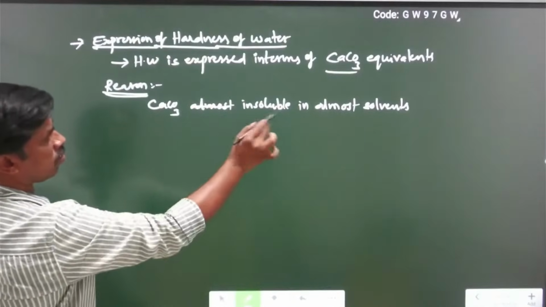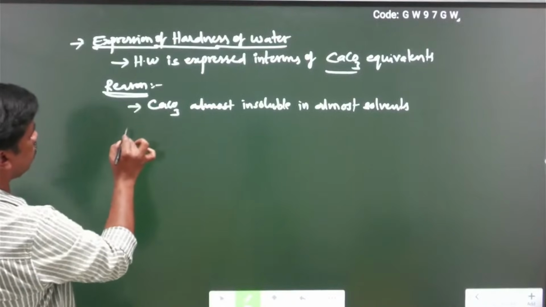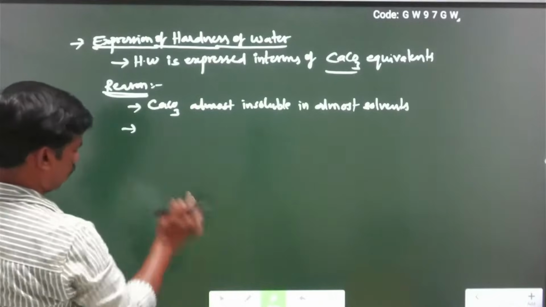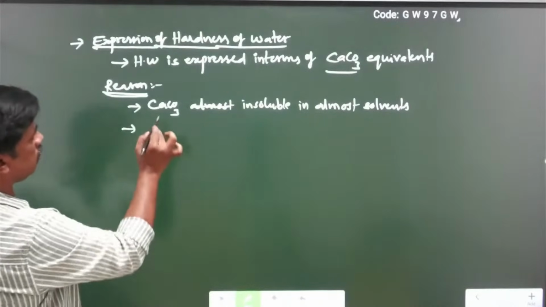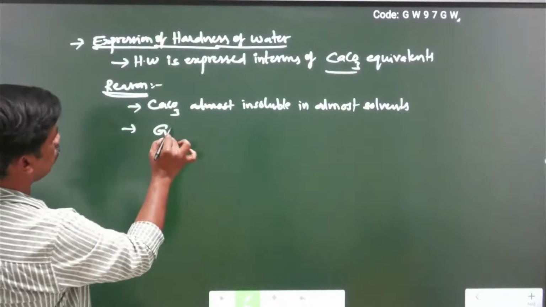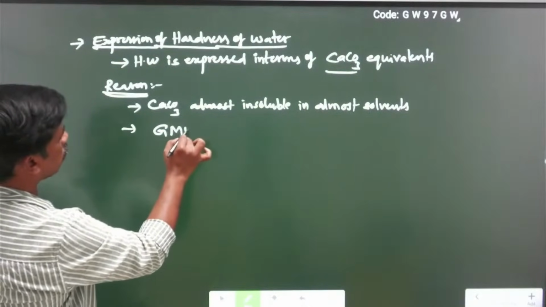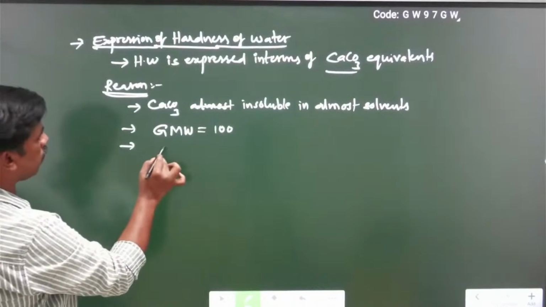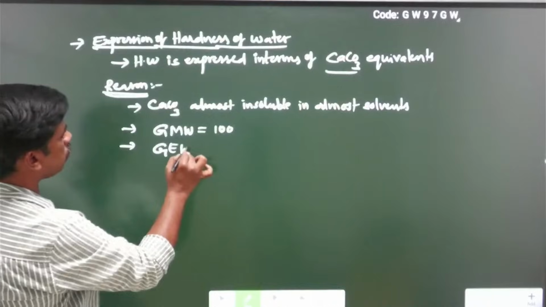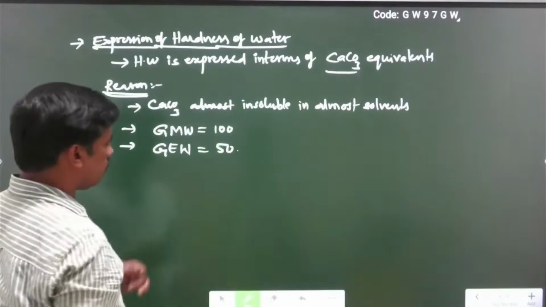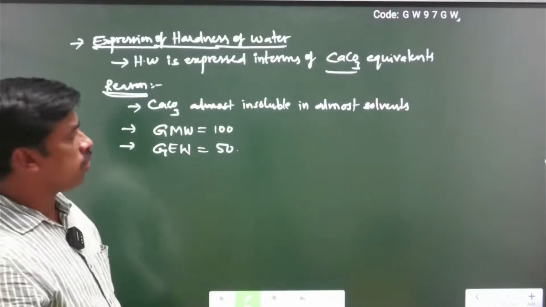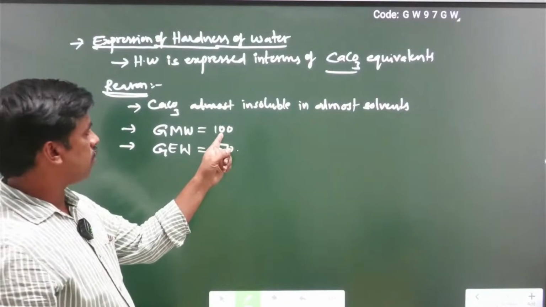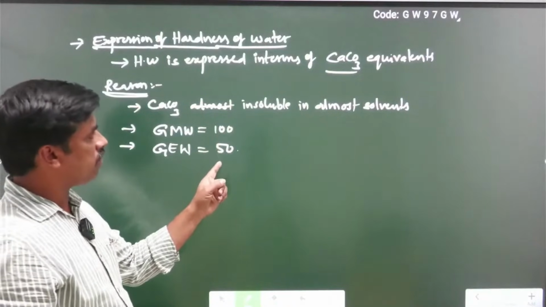Almost insoluble in almost all solvents. Next, calcium carbonate gram molecular weight is equal to 100, a round figure, and the gram equivalent weight is 50. During the calculation of sums, it is very easy to take gram molecular weight as 100 and gram equivalent weight as 50.